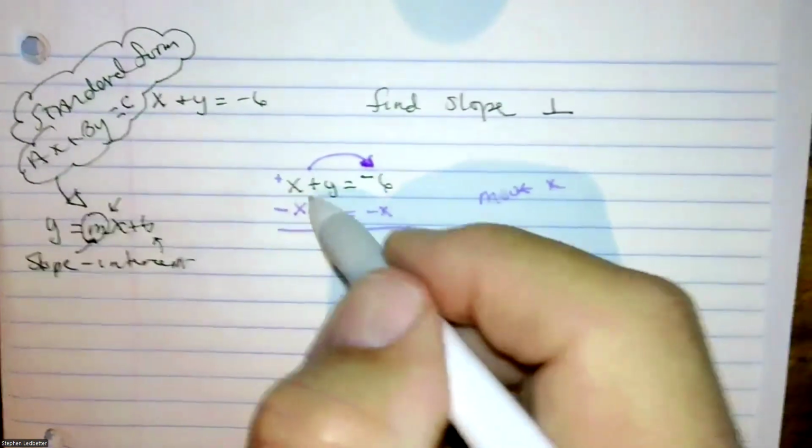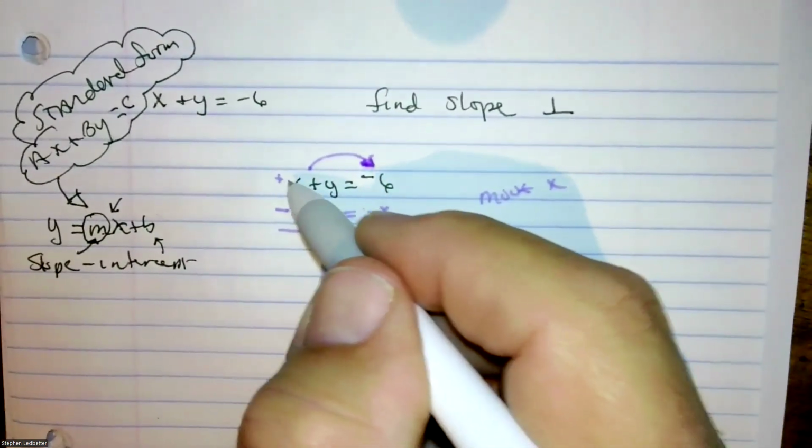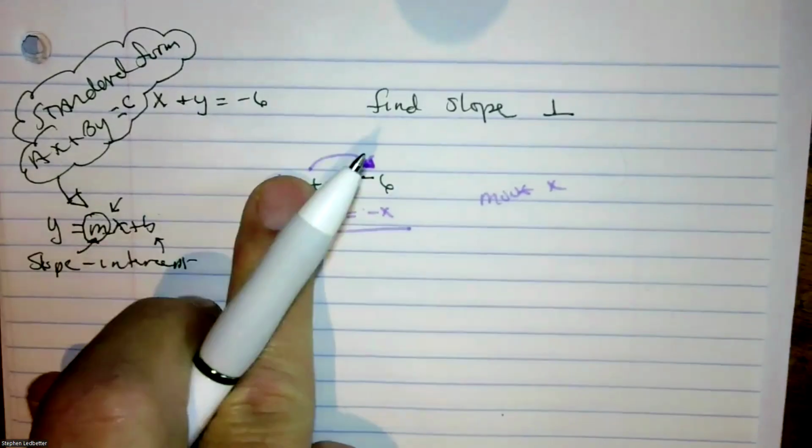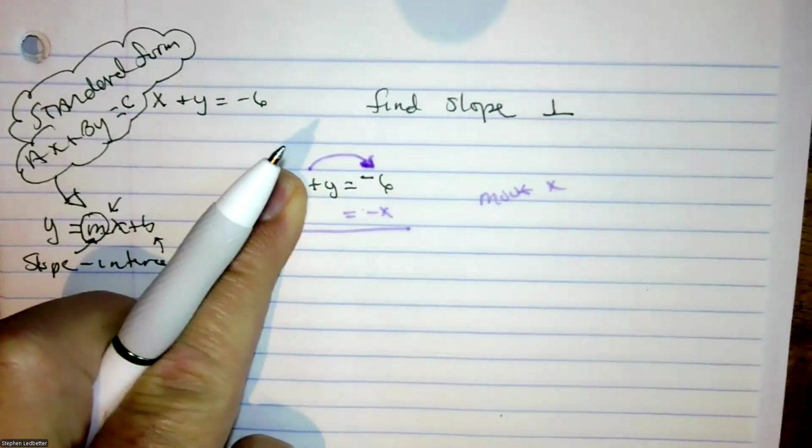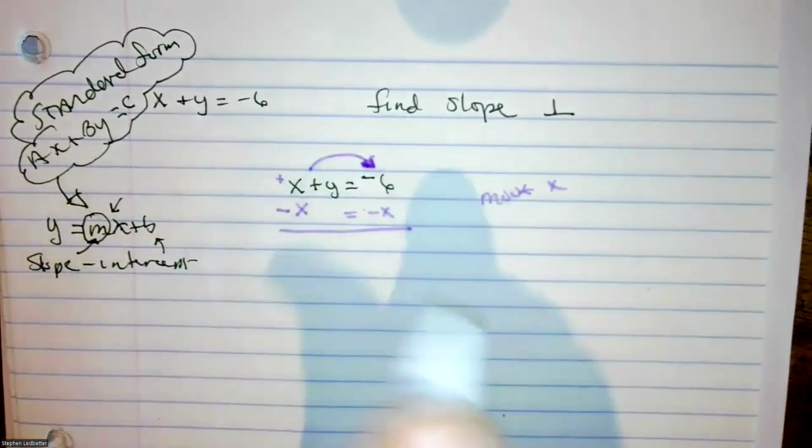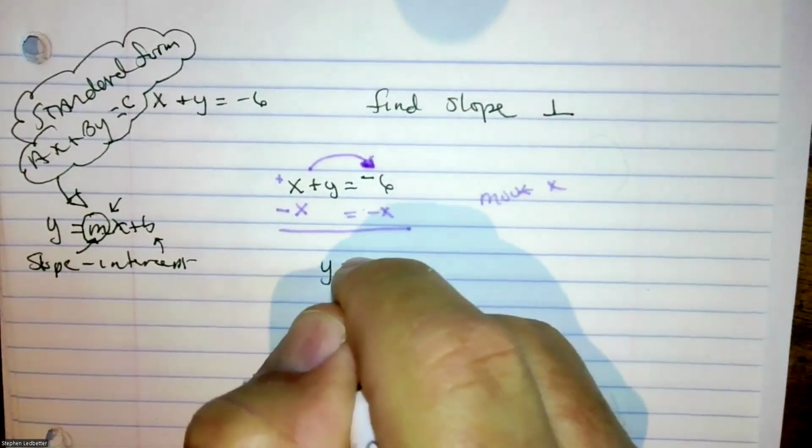Now, this becomes a zero pair. Zero pair means when you have the same thing, one's a plus, one's a minus, and it cancels out. So all you have left on this side of the equal sign is a positive y. And you only have to put y, then the equal sign.